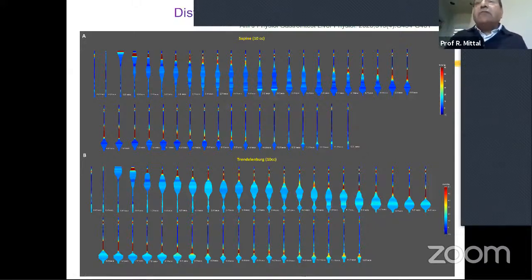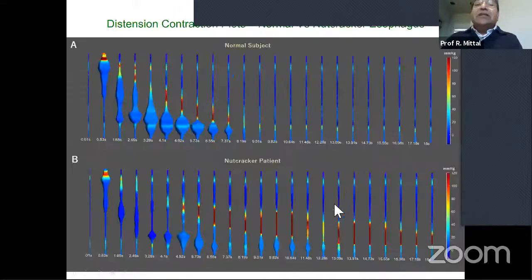I'm going to show you that a lot of our work is pointing to the fact that in many people who come out normal on manometry testing, the problem is in the distension phase of the peristalsis. Contractions may look good, but the esophagus is not distending. So this is an example of a normal subject, how well the esophagus distends. And this is a patient with nutcracker.